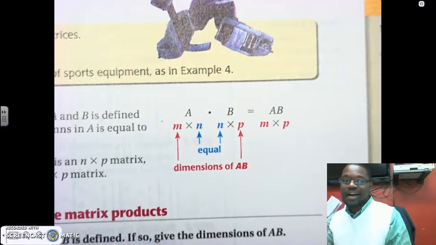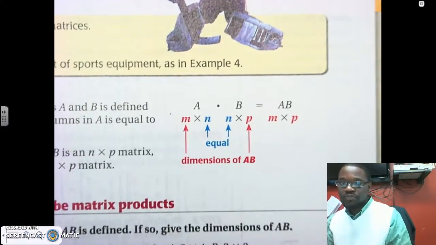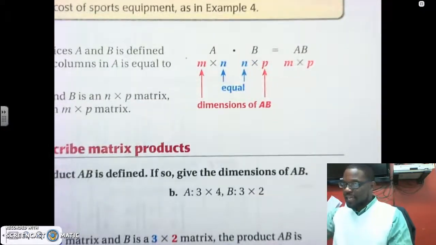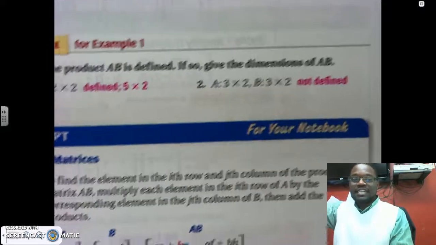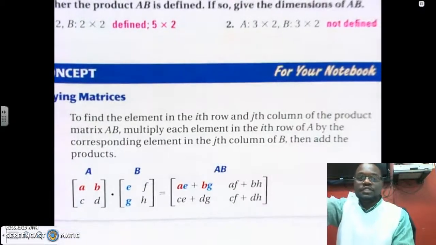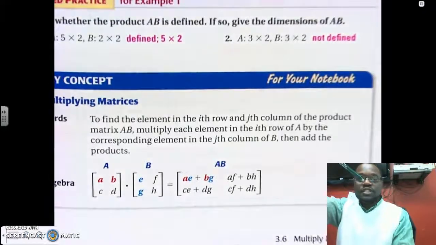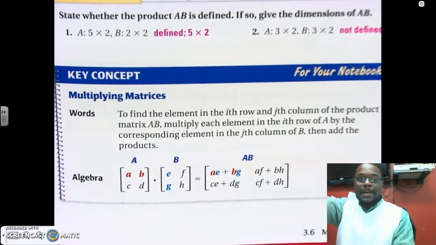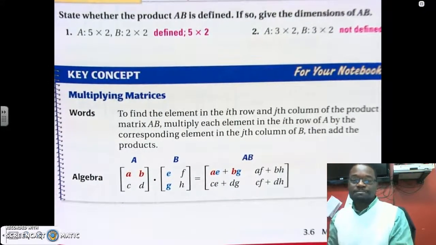All right? Now, how do we actually multiply them? Once we figure out that we can, how do we actually multiply them? Here's a key concept as defined in the book that I like to use. And so you need to get this down as well. Alright, so you might want to pause this so that you can actually see how to do it.